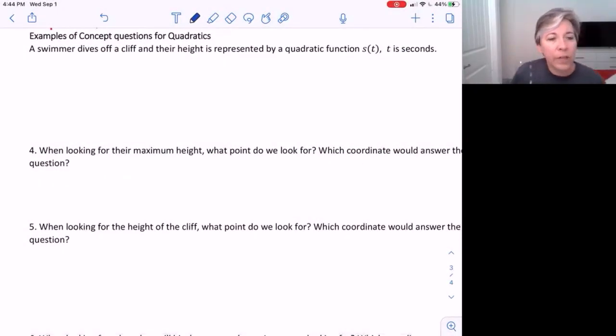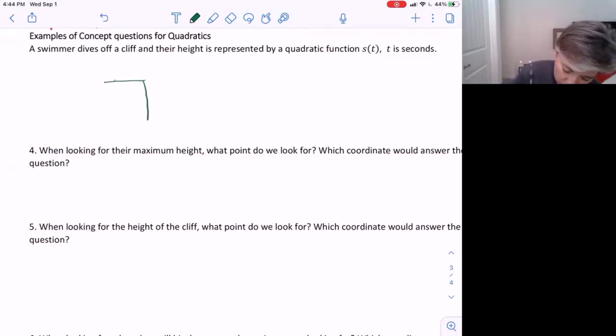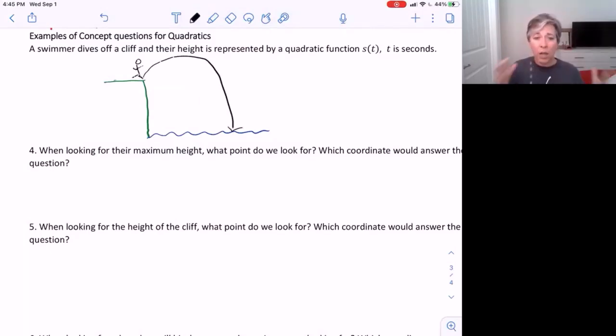Now let's think about some different concept questions involving quadratics. Let's suppose a swimmer dives off a cliff and their height is represented by a quadratic function s of t, where t is in seconds. Well, if we were to draw that, let's say here's the cliff in green, and we're hoping there's water down here below. If you have a diver up here on top of the cliff and they jump off, that is part of a quadratic function.